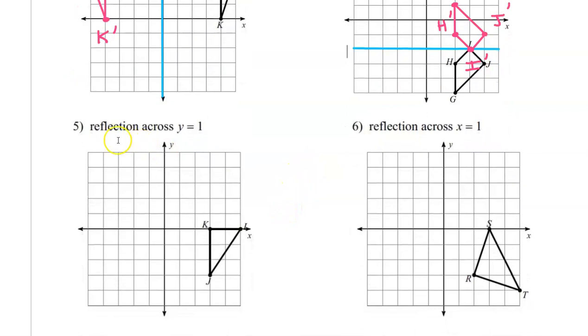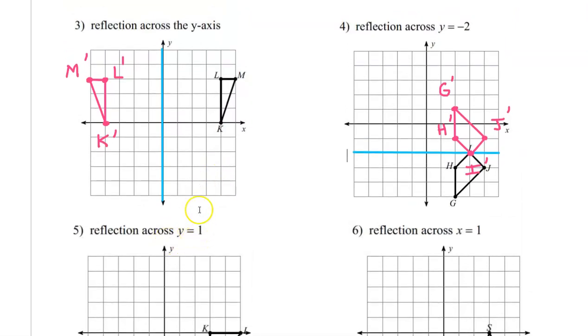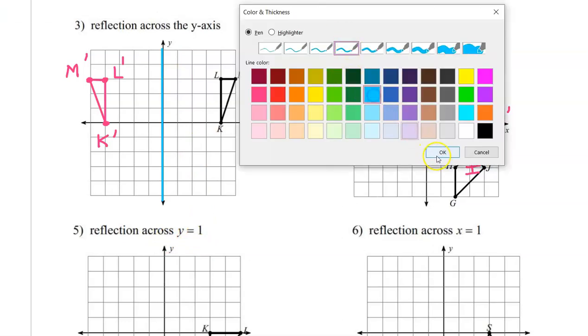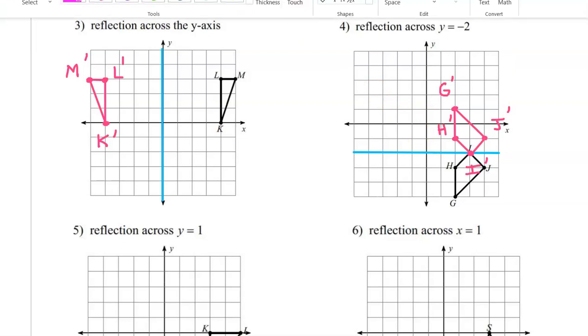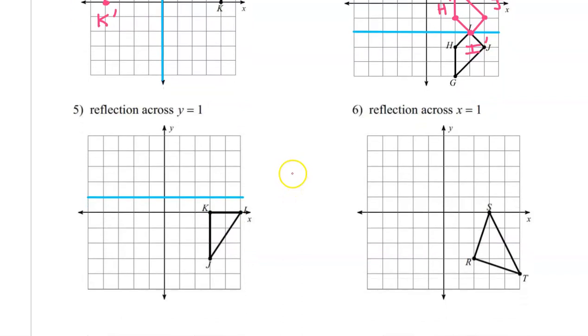Problem number 5, reflection across the line y equals 1. Here again, when we have y equals a number, we know now that it will be a horizontal line. So y equals 1 is a horizontal line at 1. Let's count some squares. The point K is 1 unit below the line, so K prime will be 1 unit above the line.